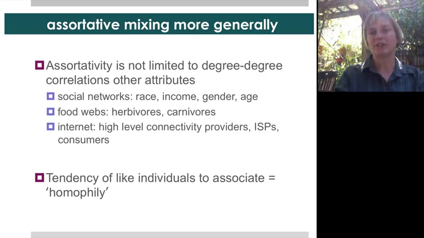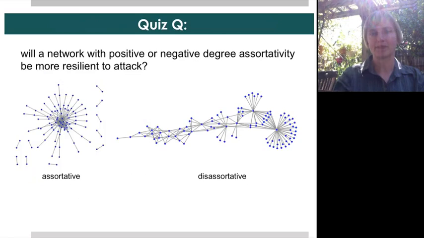The term birds of a feather flock together is saying exactly this, that individuals in some scenarios will tend to associate on observable characteristics, for example, age and gender. To check our understanding, will a network with positive or negative degree assortativity be more resilient to attack?